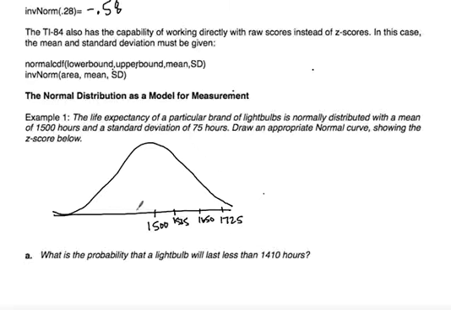On the other side, you would need to subtract 75. So 1,500 minus 75 would be 1,425. 1,425 minus 75 would be 1,350. And 1,350 minus 75 would be 1,275.